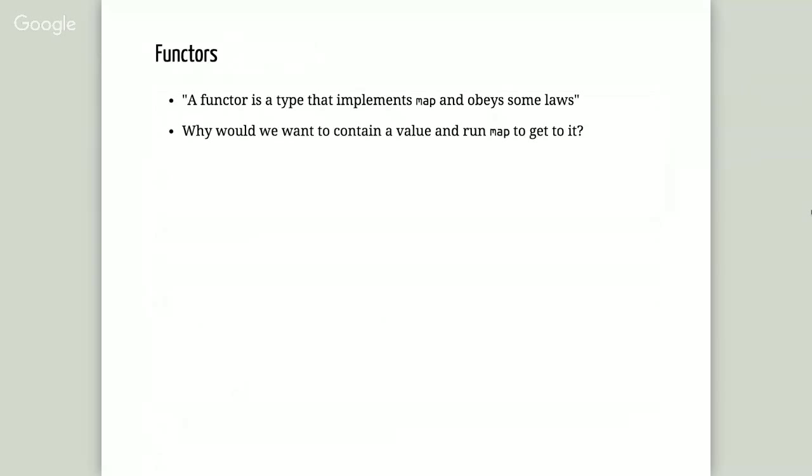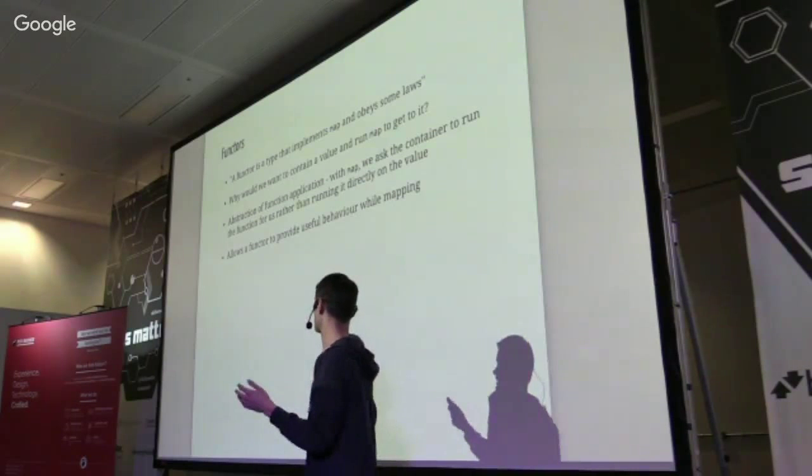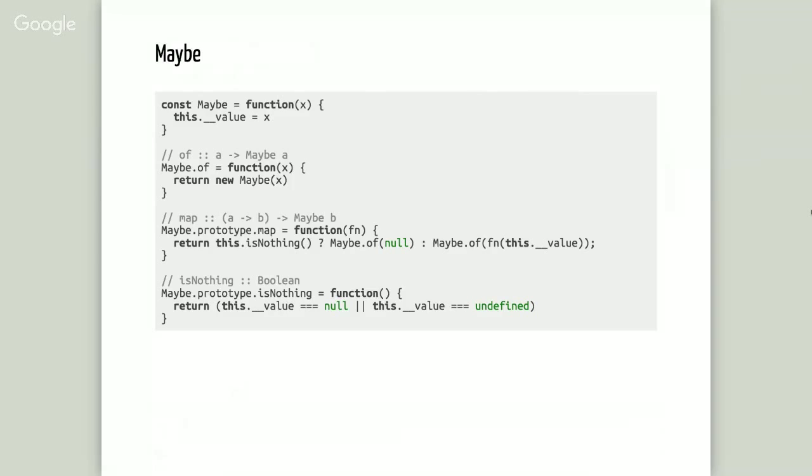Well, what's the good of this? What's the point of putting a number in a container just so we have to call map to interact with it? It turns out the answer is that we're abstracting function application. Rather than running a function directly on a number, we're asking the container to run that function for us. And if we can redefine that map behavior, this allows us to do some quite useful or powerful things while calling map.